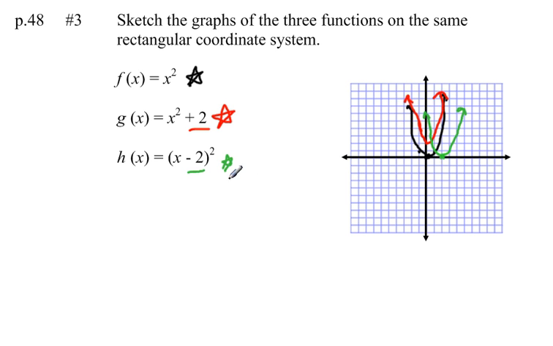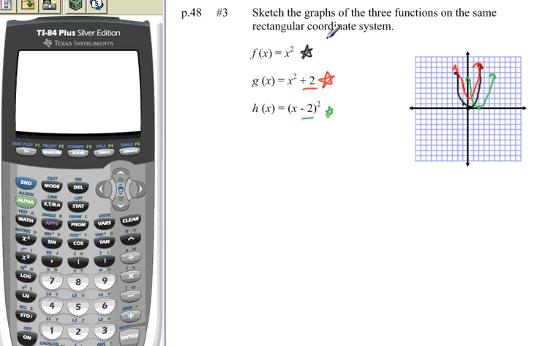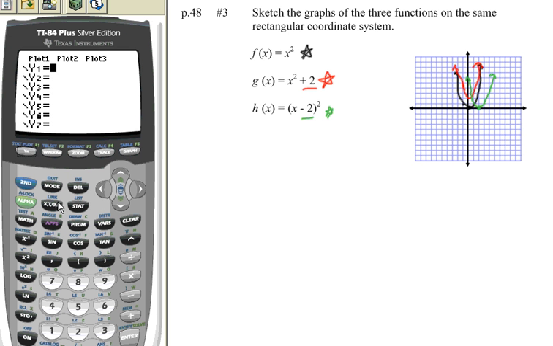Now, we can verify all of these graphs by getting out our calculator, and we can graph all of these on here. So I'm going to press my y equals key, and I'm going to type in all three of these functions. First of all, y equals x squared. Second of all, y equals x squared plus 2. And third of all, in parentheses, y equals x minus 2 quantity squared.